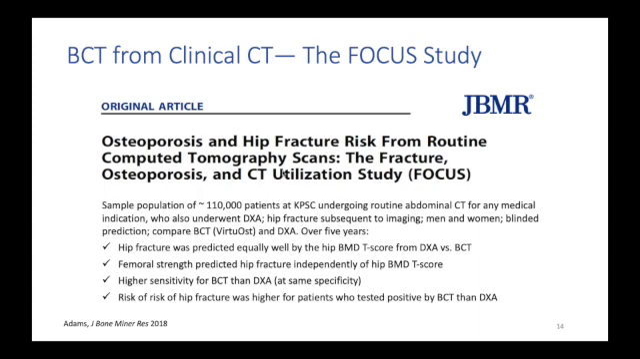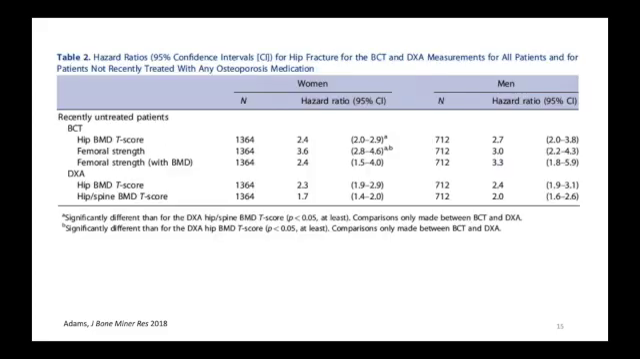So it's not quite a prospective study, but it's got almost everything you'd have in a prospective study. And so what we found from that study, we confirmed that the BMD T-scores from BCT were the same as DEXA. We had a lot of DEXA information for all these patients. That the femoral strength predicted fracture independently of BMD, and we had higher sensitivity, and patients who tested positive with BCT were actually at statistically higher risk of fracture than patients who tested positive with DEXA. So this showed that BCT is at least as good as DEXA when using any old CT scan. I think there was 80 different CT scanners used in the study.